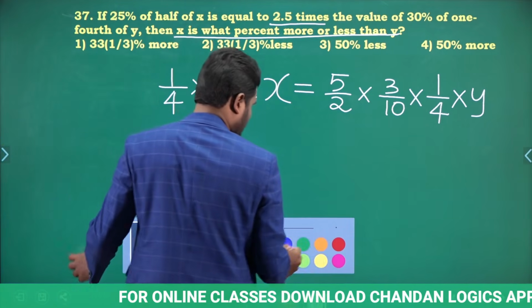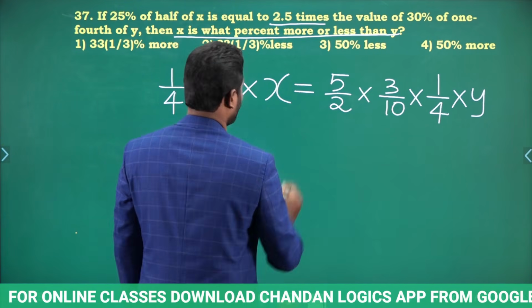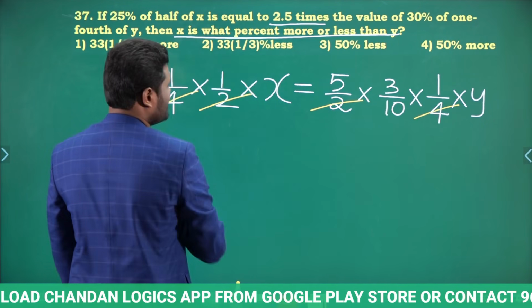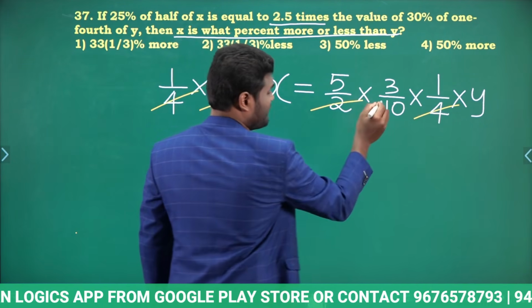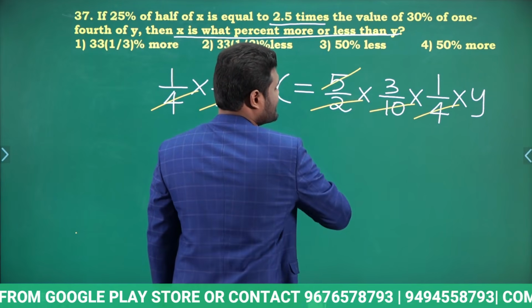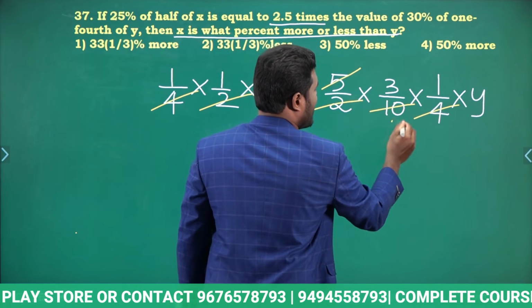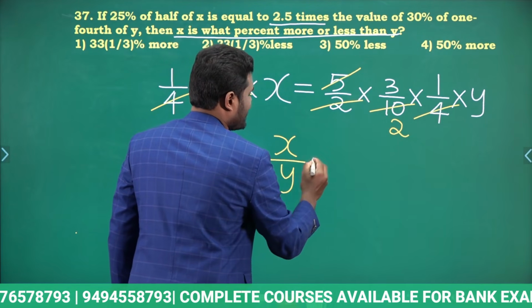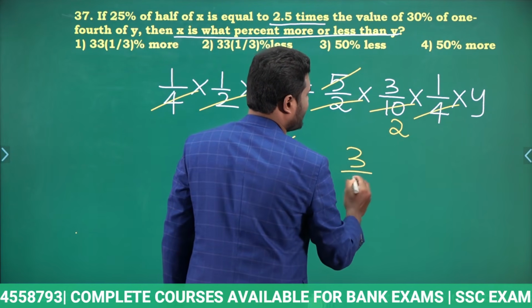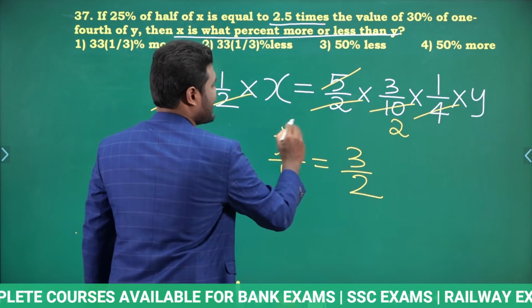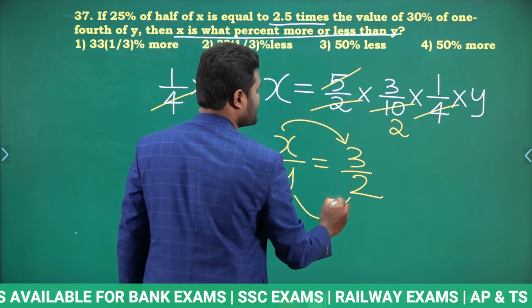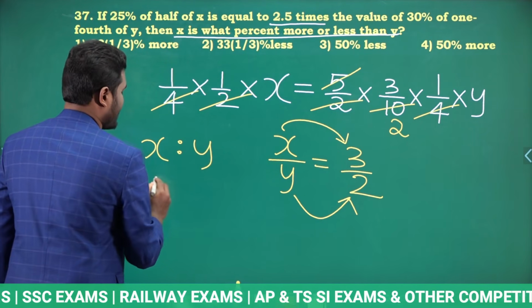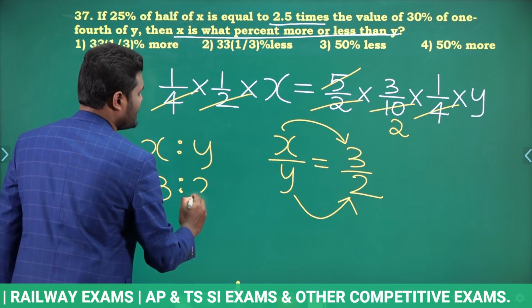So, if you simplify this, what happened? 2 and 2 get cancelled. 4 and 4 get cancelled. So, no more cancellations. Okay, if you observe here, 10 and 5 get cancelled. 10 cancels in 5 how many times? 2 times. Which means X by Y is equal to 3 by 2. Okay, which means X is 3 parts and Y is 2 parts. Yes or no? So, X ratio Y is nothing but 3 ratio 2.